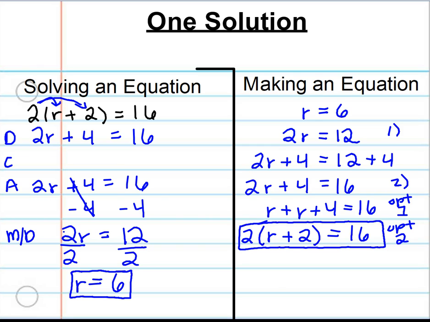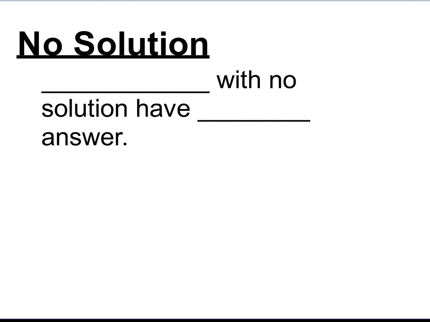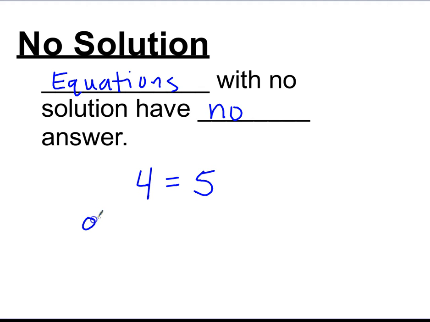Alright, let's try doing another one. So we have no solution. Equations with no solution have no answer. Really, it's no answer or an answer that doesn't make sense. So for example, 4 equals 5. This is not the same as this. 4 is 1 less than 5, so not true.